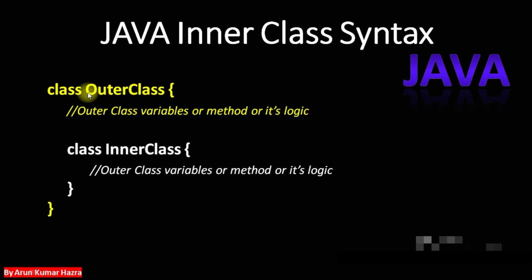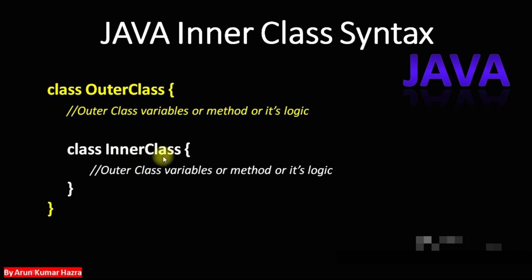So if I create a class, let's say its name I have given outer class, it starts here and ends here, and under this class I have created another class, I named it inner class. So you can see this class is basically available under this class. This is basically outer class, and inside that I have created another class. This is basically our inner class or nested class.